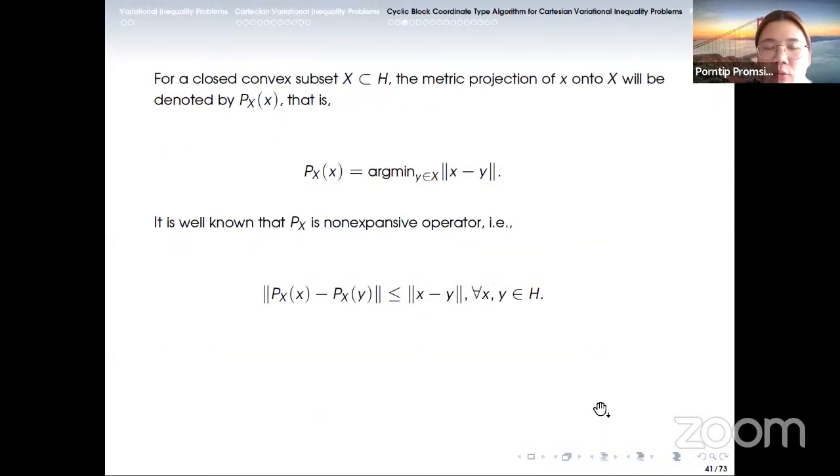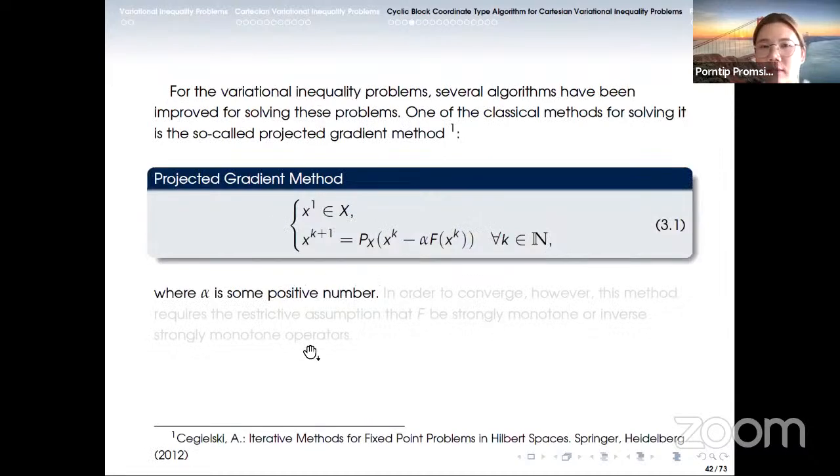And we recall the metric projection of the vector x onto the closed convex subset X of Hilbert space H. We denote by P_X(x) the argmin of the norm of x minus y, for y in the set X. So now I would like to recall some algorithms for solving the variational inequality problem.